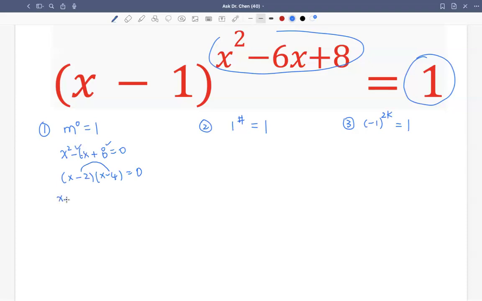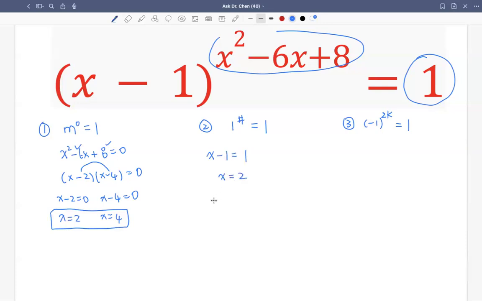So this gives us two solutions by the zero property. The zero property says that if the product of factors is 0, then each factor may be 0. So that means x equals 2 and x equals 4. So we have two solutions from the first case. The second case is if x minus 1 equals to 1, because x minus 1 is the base. If x minus 1 is 1, x equals to 2.